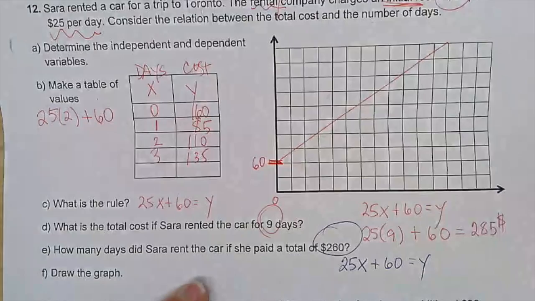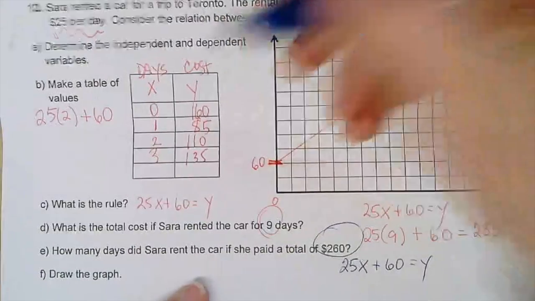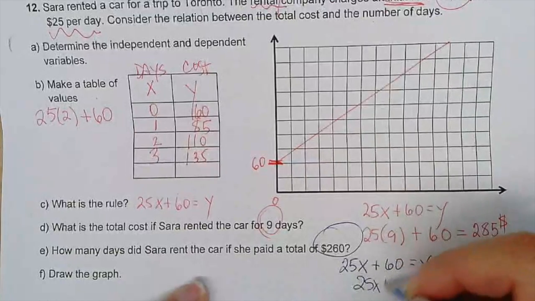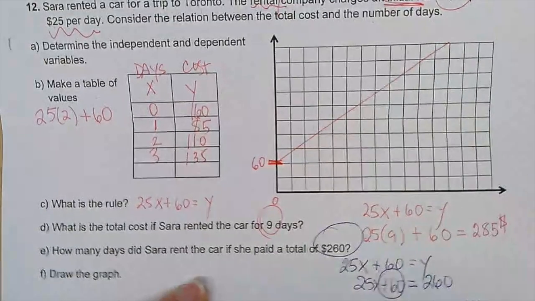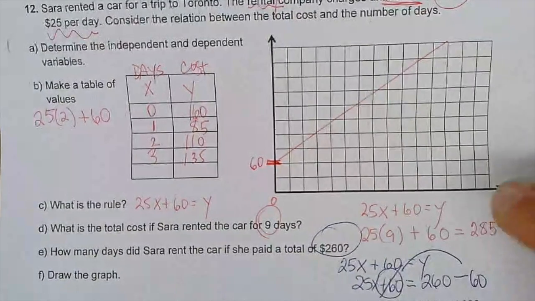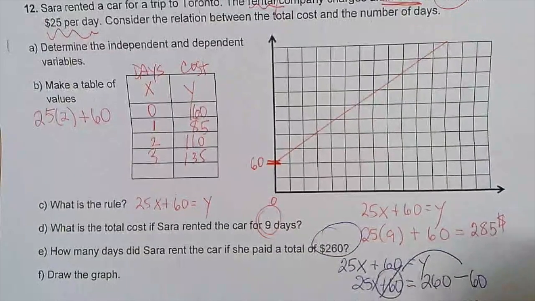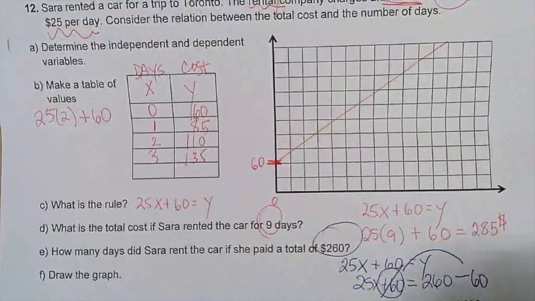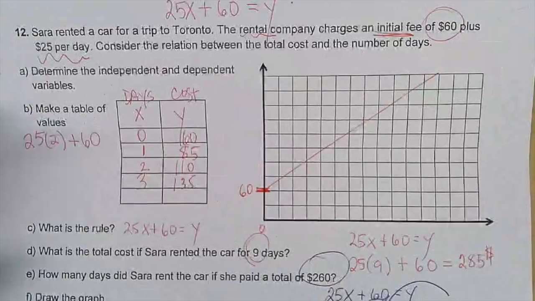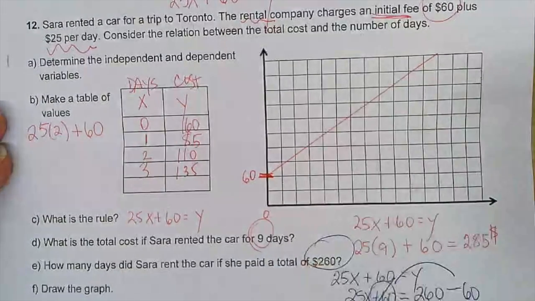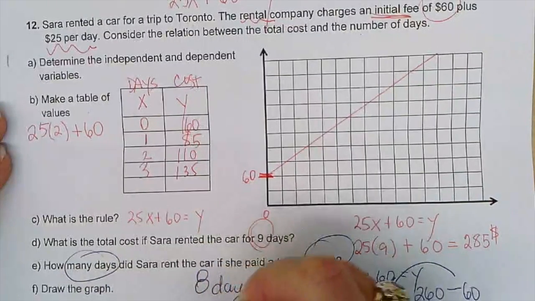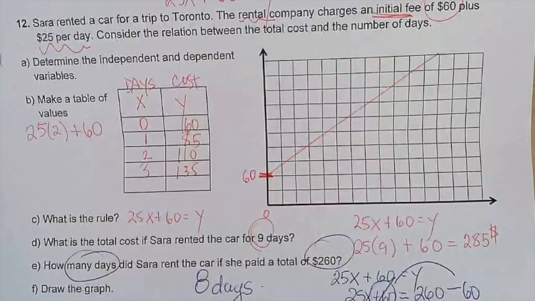What do I have? I have $260. We have the cost is y, so I'm going to replace it by 260. Is this okay so far? Yes? How do I remove this plus 60? Bring it to the other side as minus 60. Remember to remove it. So now I'm left with 25x equals 200. How do I remove the 25? Divide by 25, and that leaves me with 8 days. How many days? 8 days. Boom. Well done.